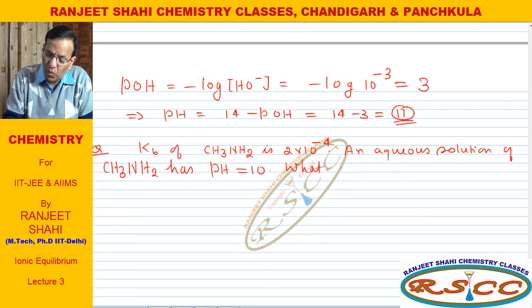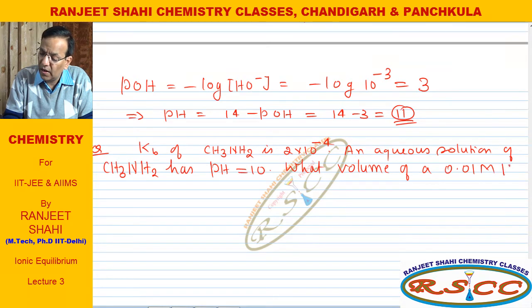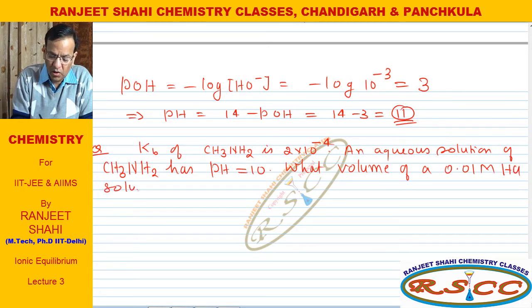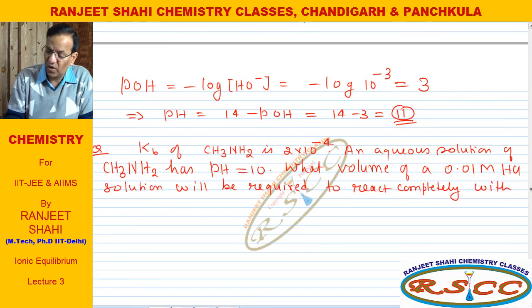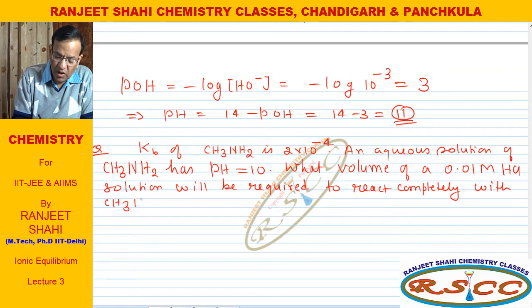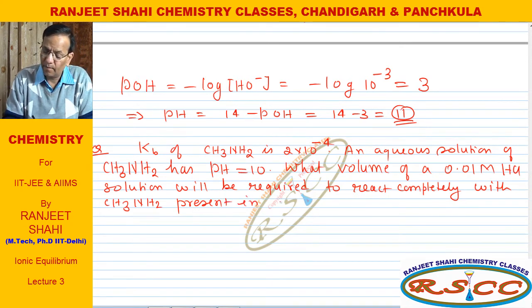Now, what volume of a 0.01 molar HCl solution will be required to react completely with methenamine CH3NH2 present in its 500 ml solution.